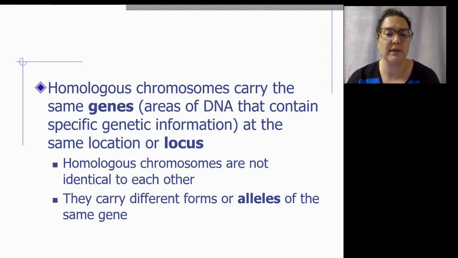So homologous chromosomes carry the same genes at the same location or locus. They're not identical to each other because, again, one came from the sperm and one came from the egg. So they're not identical genes, but they carry different forms or alleles of the same gene. So they code for the same information, but slightly different variations of it.